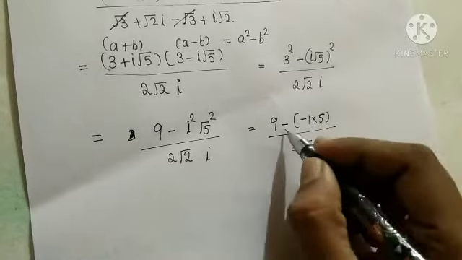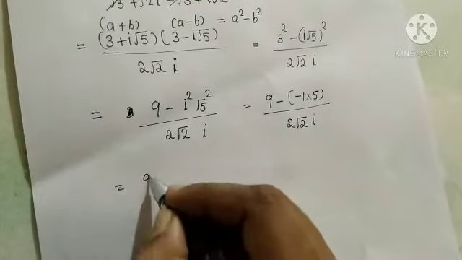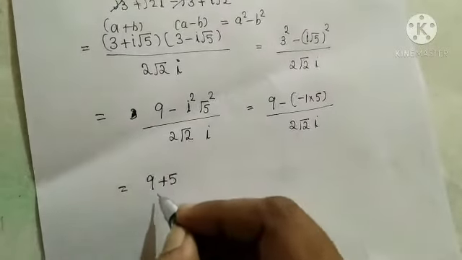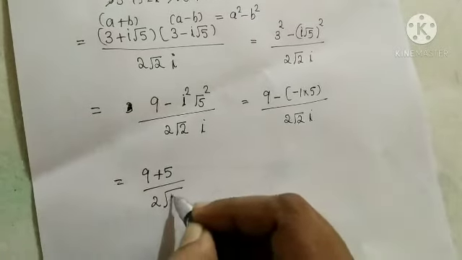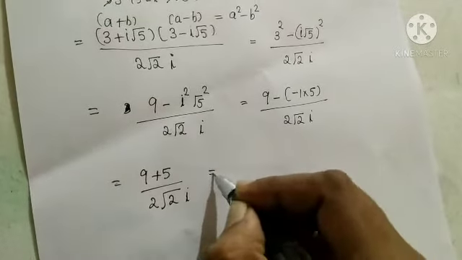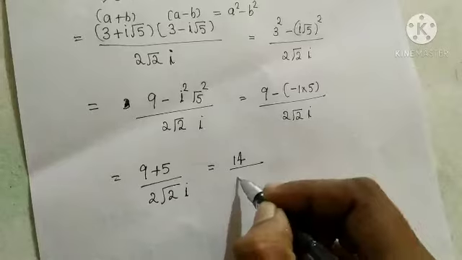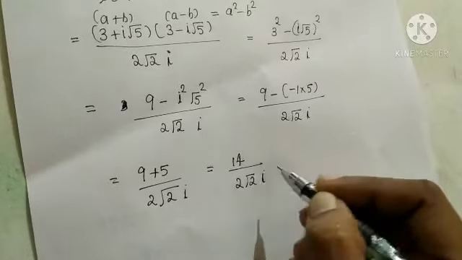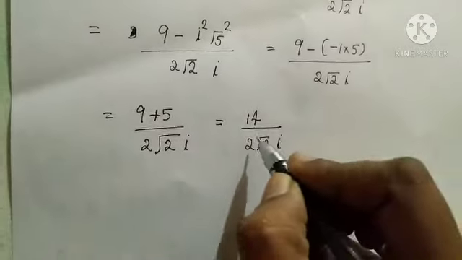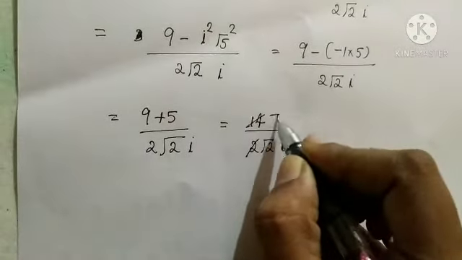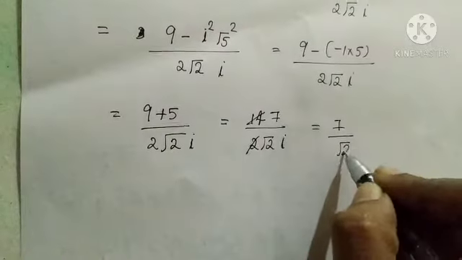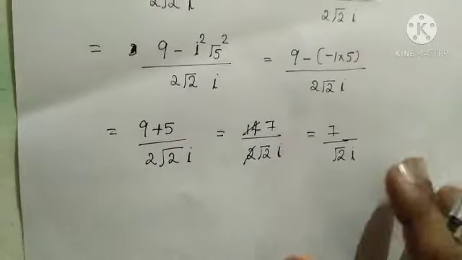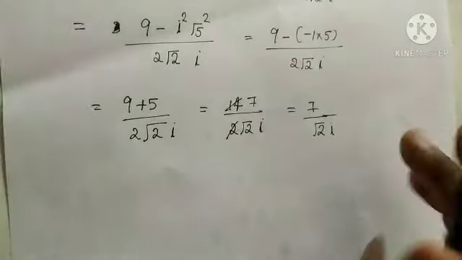This minus 5 and this minus will become positive, so the numerator will be equal to 9 plus 5, and the denominator is 2 root 2 i. 9 plus 5 is 14, so 14 divided by 2 root 2 i. Cancelling this 2 and 14, it will become 7 in the numerator. So here we get 7 by root 2 i.